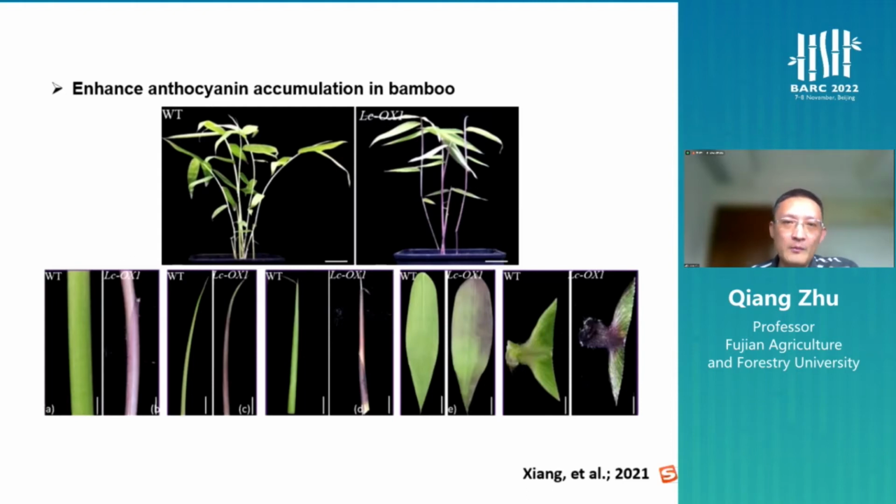We all know most bamboos are green. So to change its color, we introduced a gene related to anthocyanin accumulation. So after getting the transgenic lines, you see the transgenic lines accumulate purple-like pigment in different tissues. I think it will improve its ornamental value.